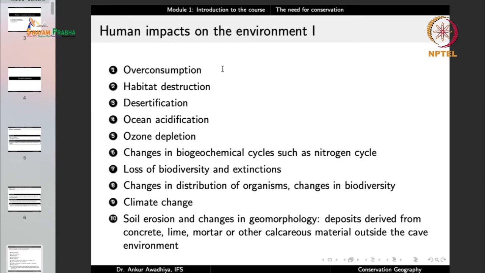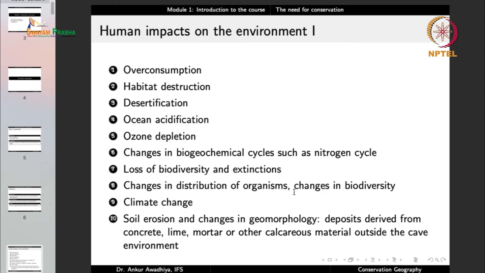And these human impacts we saw were overconsumption of resources, destruction of habitat through things like habitat fragmentation or degradation or loss or displacement, desertification, ocean acidification, which is an increase in the concentration of carbon dioxide in the oceans, which is leading to an increased acidity, lowering of pH. Depletion of ozone layer, primarily because of chlorofluorocarbons and hydrofluorocarbons. Changes in biogeochemical cycles, such as the nitrogen cycle, through excessive use of fertilizers, which is leading to eutrophication in a large number of water bodies.